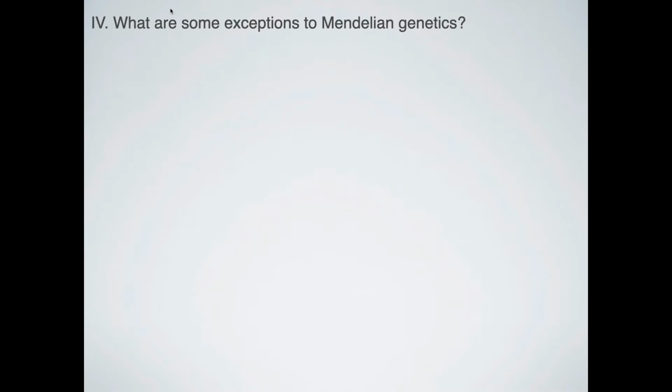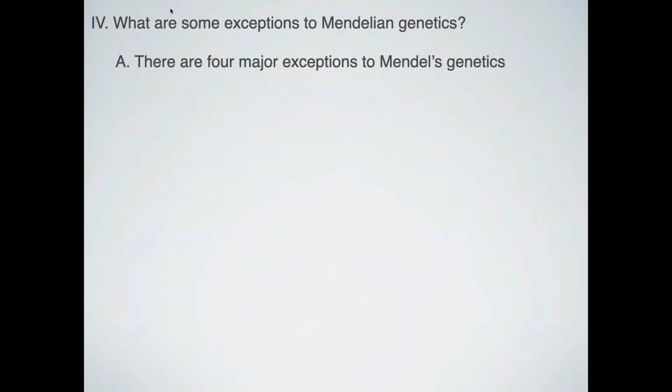So we've spent this entire time talking about monohybrid and dihybrid types of situations. And the thing about Mendelian genetics is that there are obviously exceptions to that. They're not things that are sometimes purely dominant or purely recessive. And so we're going to talk about the four major exceptions to Mendelian genetics.